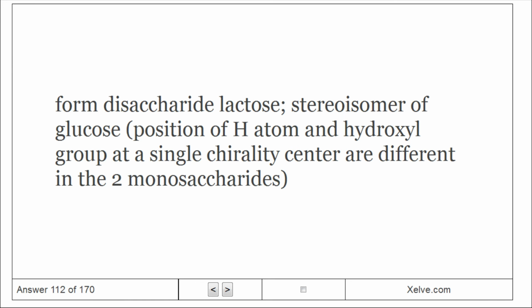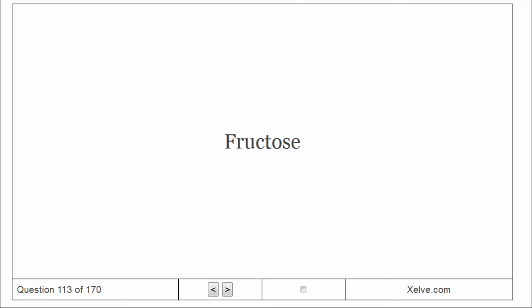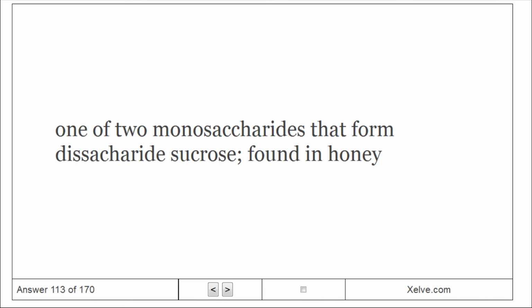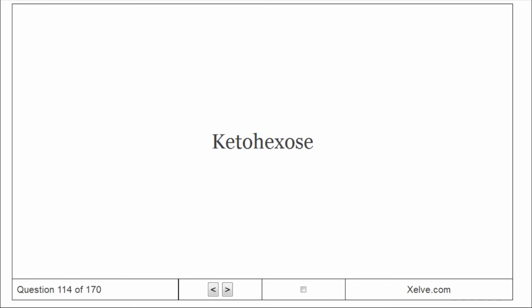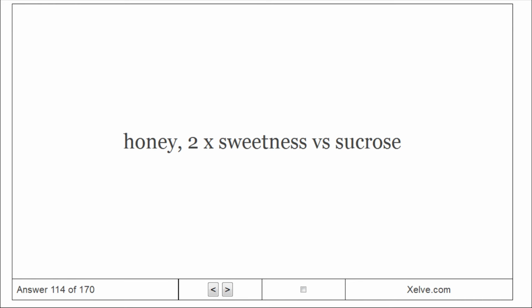Galactose: forms disaccharide lactose, stereoisomer of glucose. Fructose: one of two monosaccharides that form disaccharide sucrose, found in honey. A ketohexose. Honey has 2x the sweetness versus sucrose.